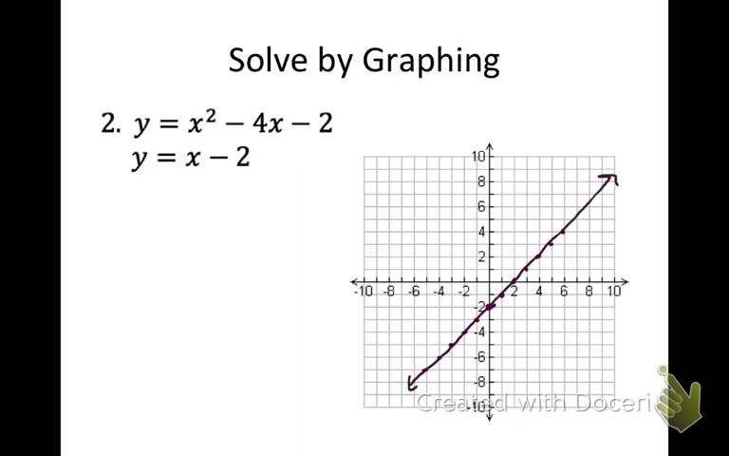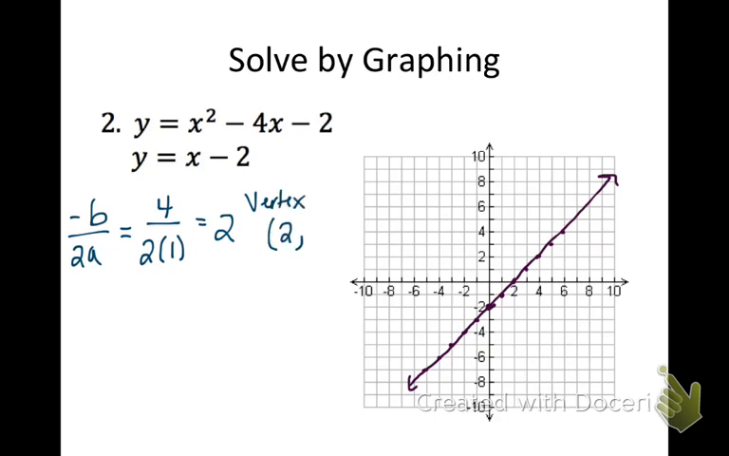Okay, and then for my quadratic equation, it's currently in standard form, so I'm going to use negative b over 2a to help me find the x-coordinate of my vertex. So negative b would be a negative 4, which is positive, over 2 times a, which is 1. So my vertex is going to be the point 2, comma, and in order to find the y-coordinate of my vertex, I need to plug 2 back into my equation. So 2 squared minus 4 times 2 minus 2. If I plug that in my calculator, I get out negative 6. Okay, so my vertex is at 2, negative 6.